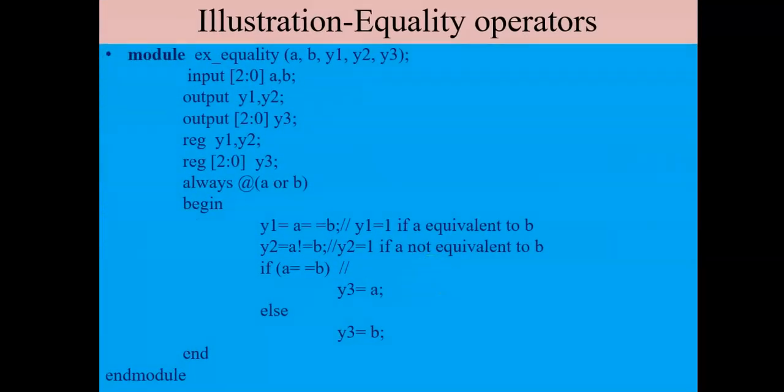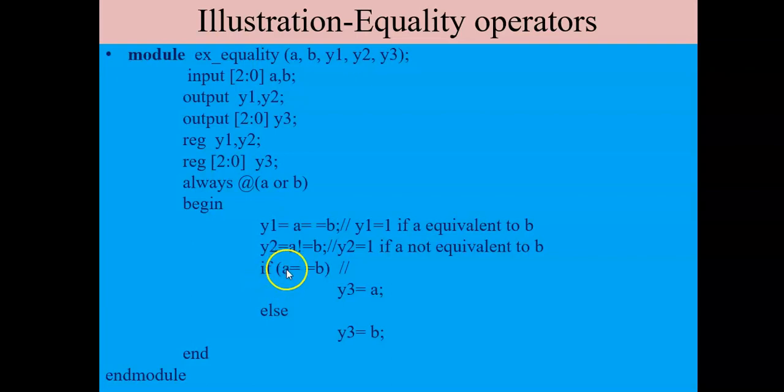So those were the relational operators. Let me take one more example for equality operators. Here y1 is equal to a equal to b. Whenever all the digits of a are equal to b, other than x and z, as you know, then y1 is equal to 1. If they are not equal, y1 is equal to 0. y2 is not of a equal to b. That means y2 is equal to 1 if not of a equal to b. If both are equal, y2 is equal to 1. Else y2 is equal to 0.